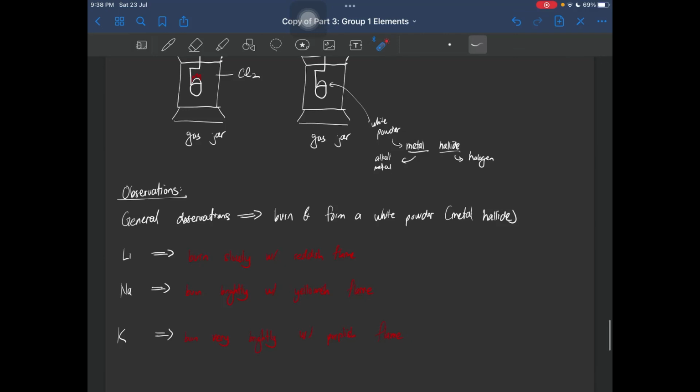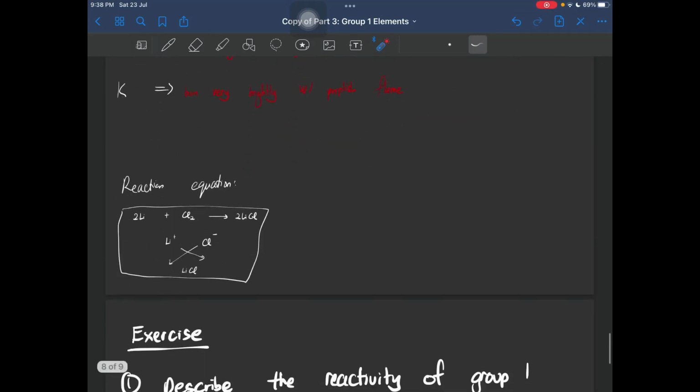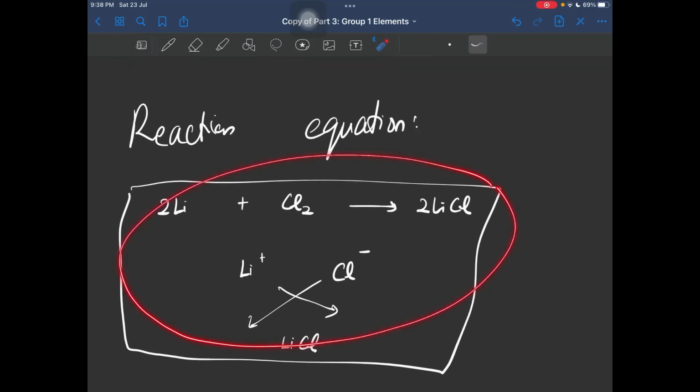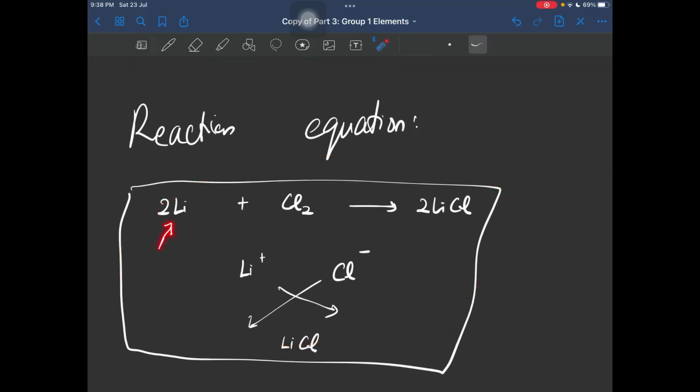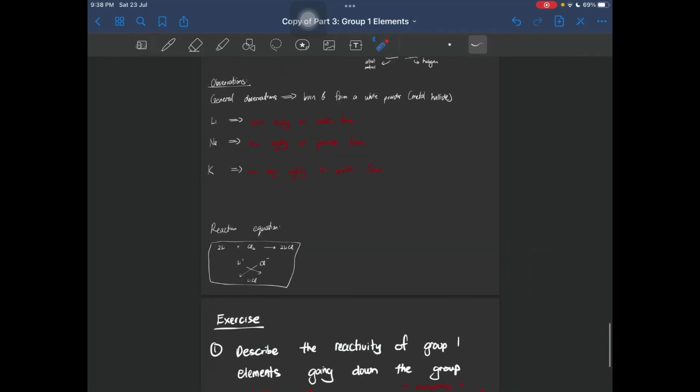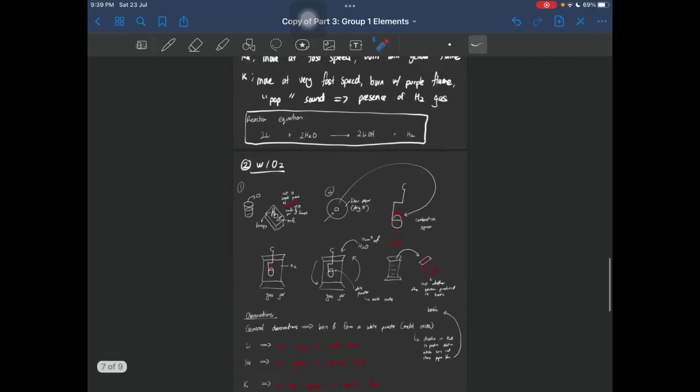Observations are the same, right? It burns and forms a white powder. And then the reaction equation is right here, right? You have 2 moles of the alkali metal reacts with 1 mole of the halogen gas and produce 2 moles of metal halide.